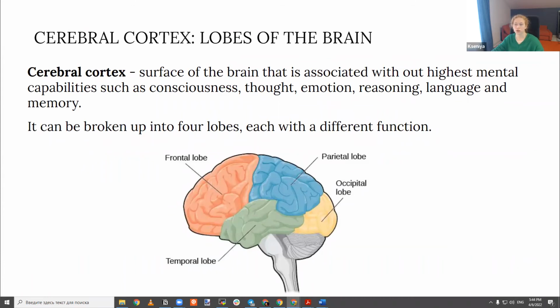The cerebral cortex is the largest site of neural integration in the central nervous system, and it plays a key role in attention, perception, awareness, thought, memory, language, and consciousness. So it can be broken up into 4 lobes, each with a different function in some way, but of course they work together.